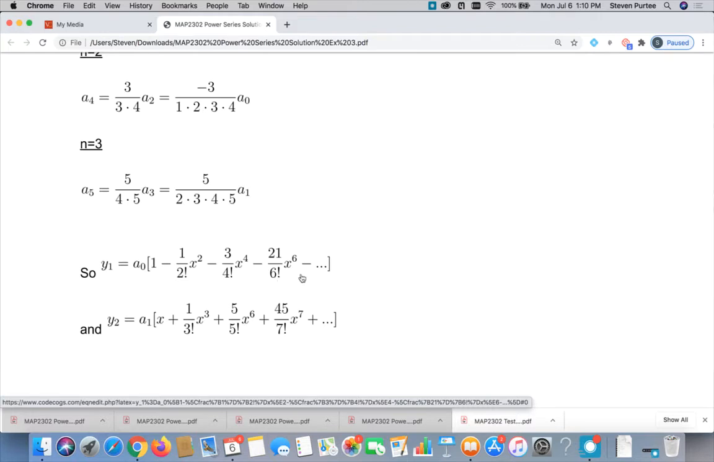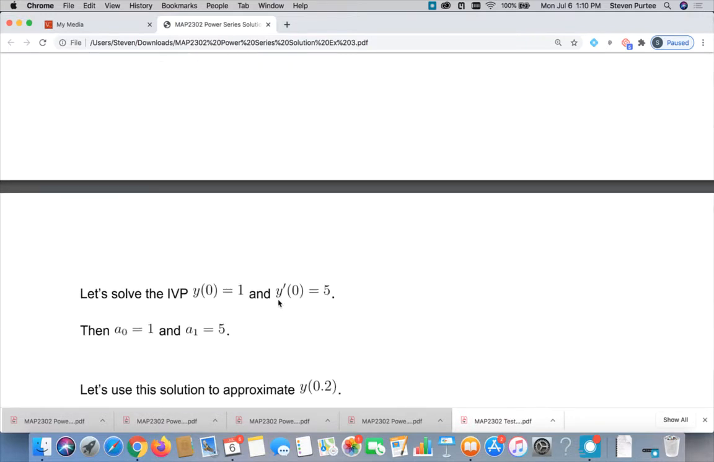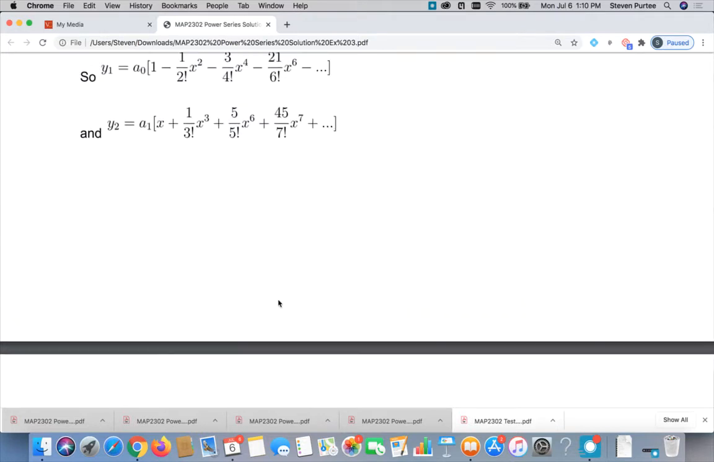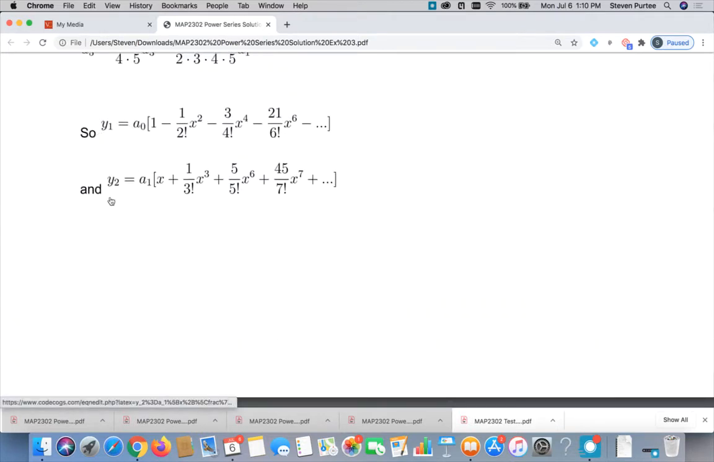This is my y1. I really should have written it like this. Y1 is all of this. Y2 is all of this. Everything that has an A naught in it, we call Y1. Everything that has an A1 in it, we call Y2. Then our general solution is y equals A naught Y1 plus A1 Y2.